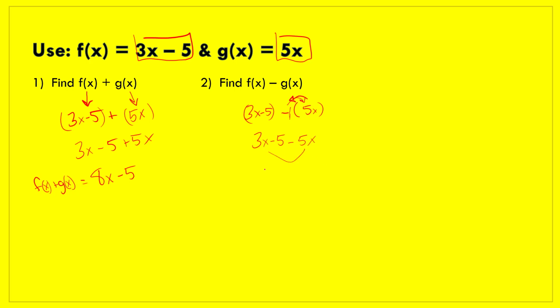Again, we will combine our like terms. 3x and negative 5x gives me a negative 2x minus 5. So f of x minus g of x is equal to negative 2x minus 5.